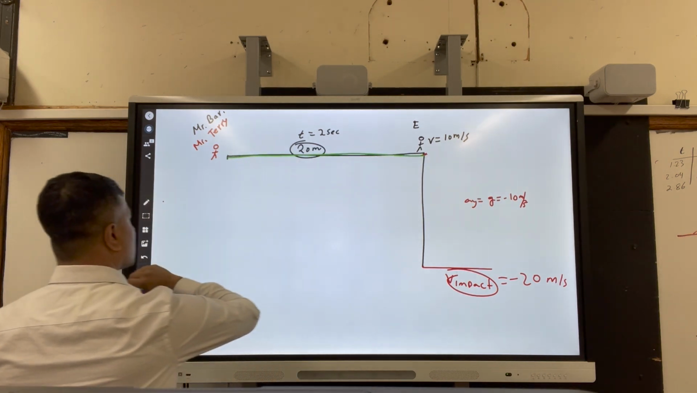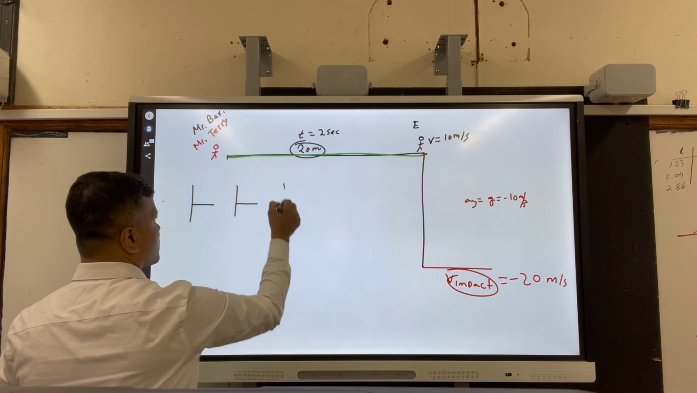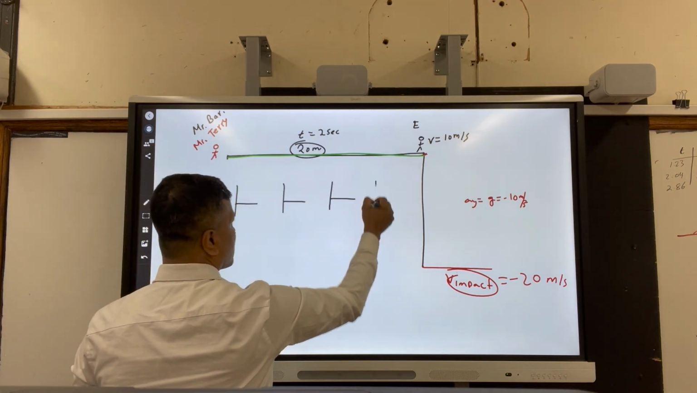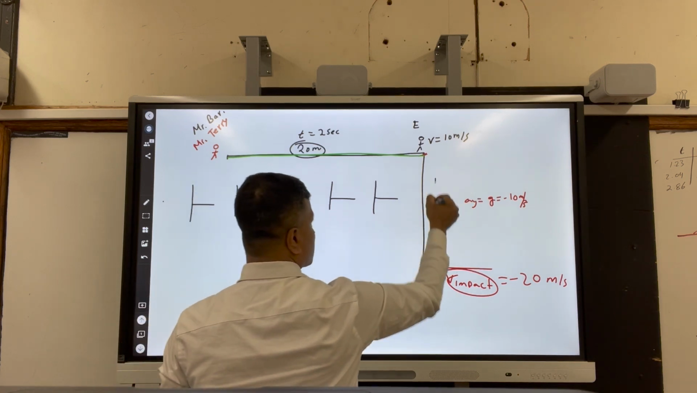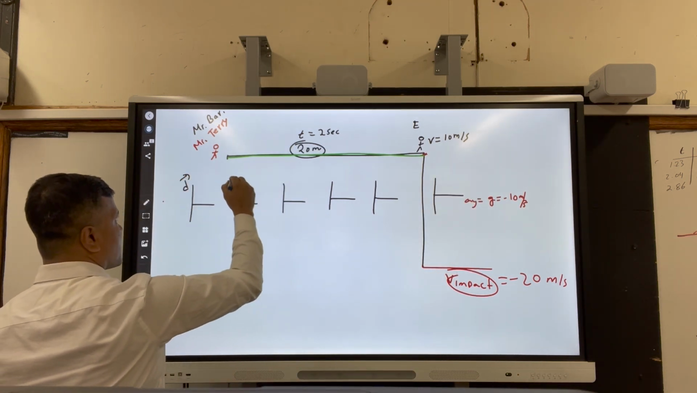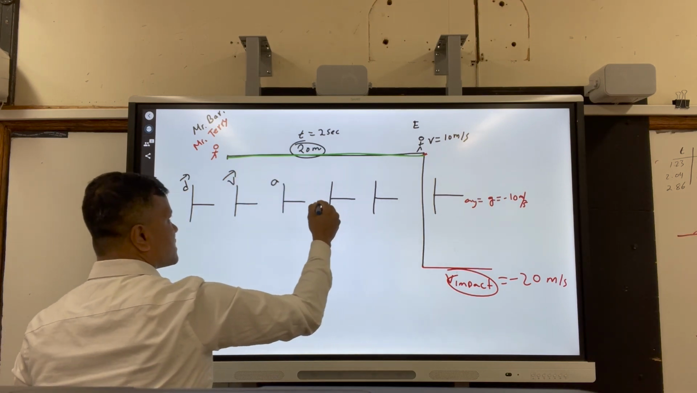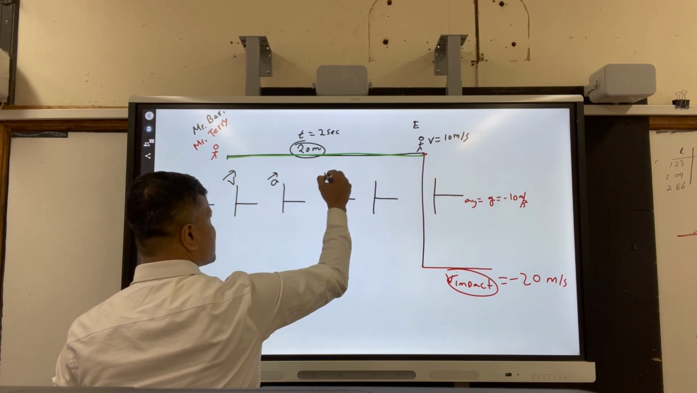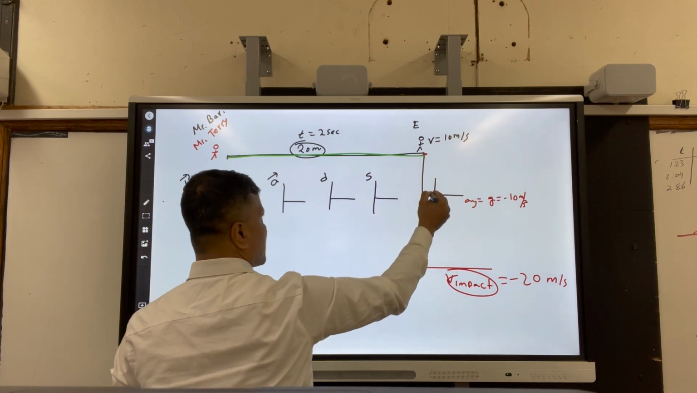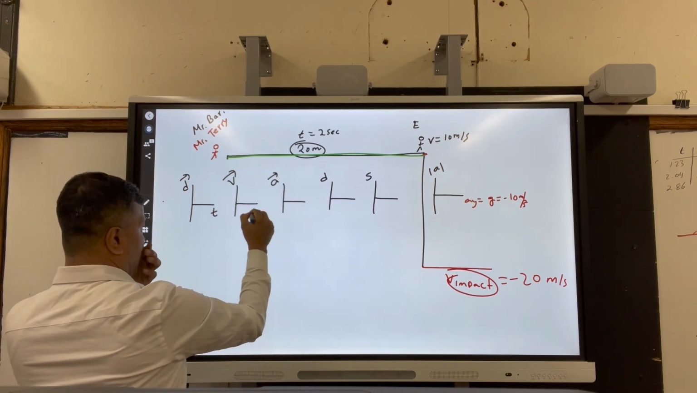Okay, so I'm going to draw the graph from here to there, Mr. Bari. So 1, 2, 3, 4, 5, and 6. This is Mr. Bari. So this is displacement versus time. This is velocity versus time. This is acceleration versus time. This is distance versus time. This is speed versus time. This is absolute value of acceleration versus time. And of course, this is time.